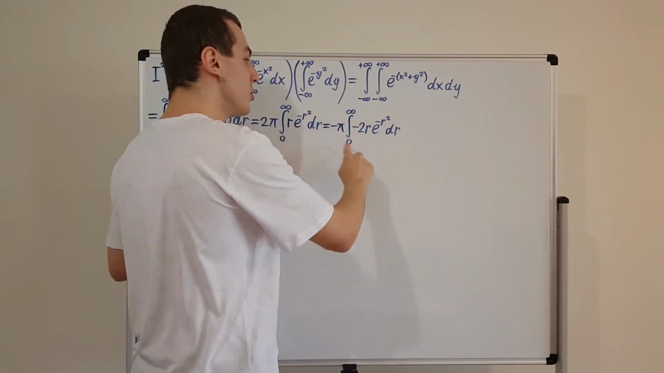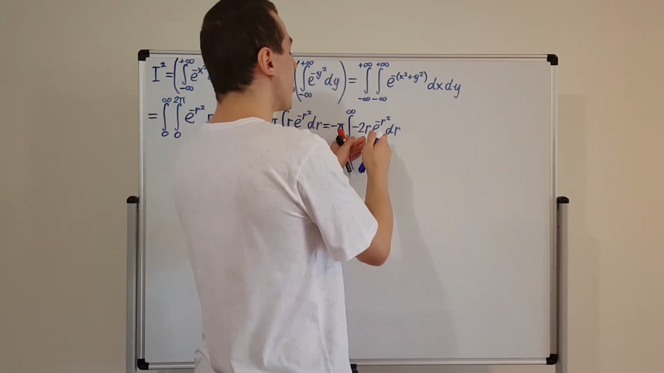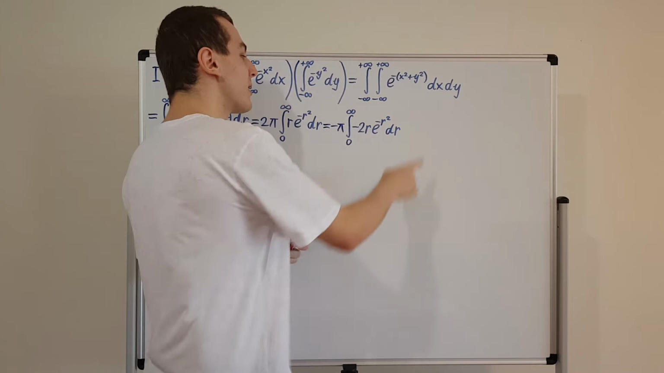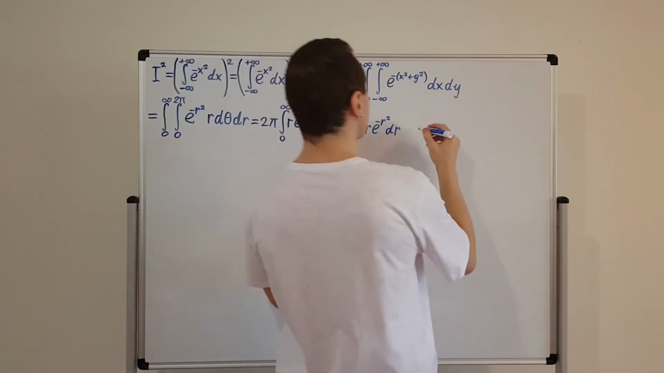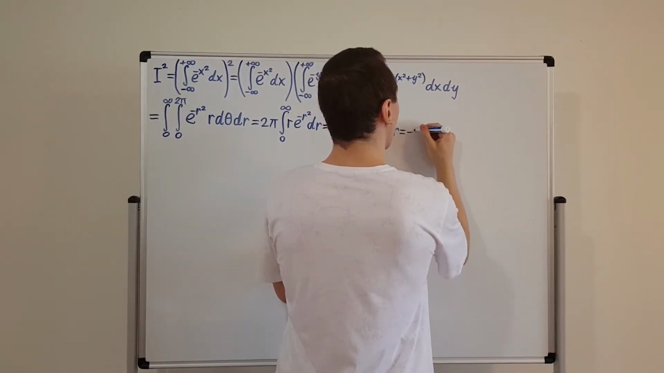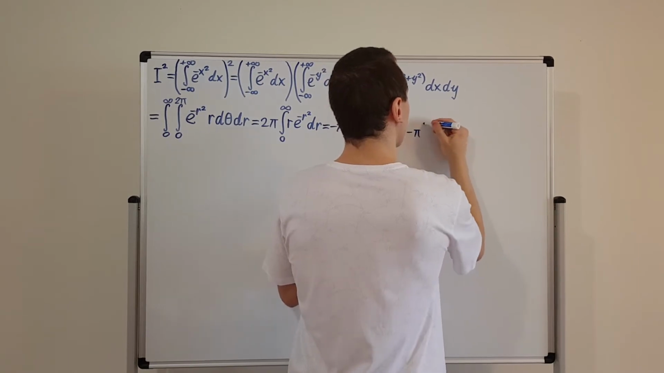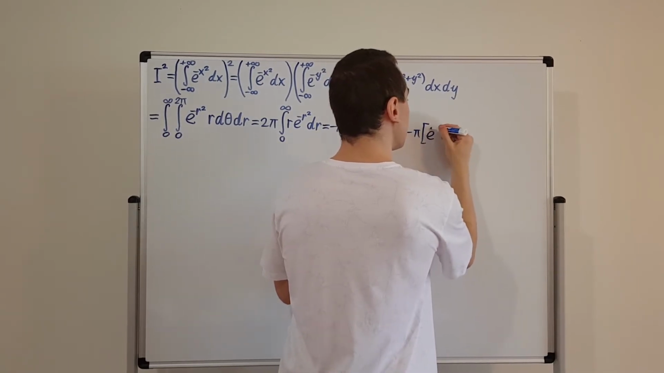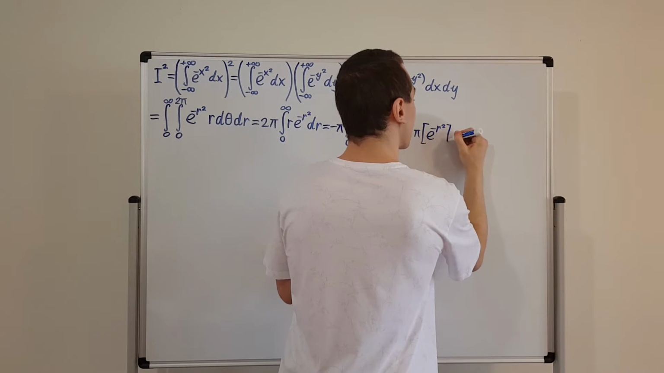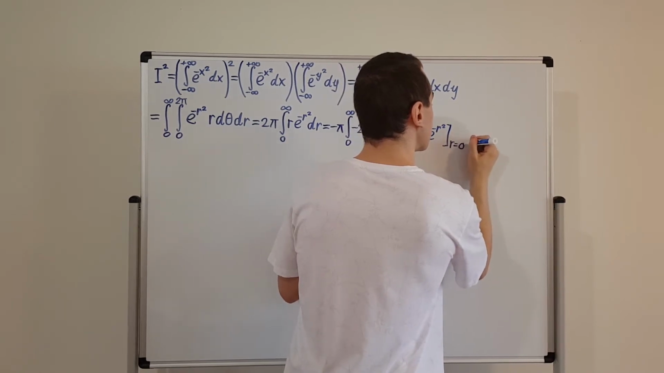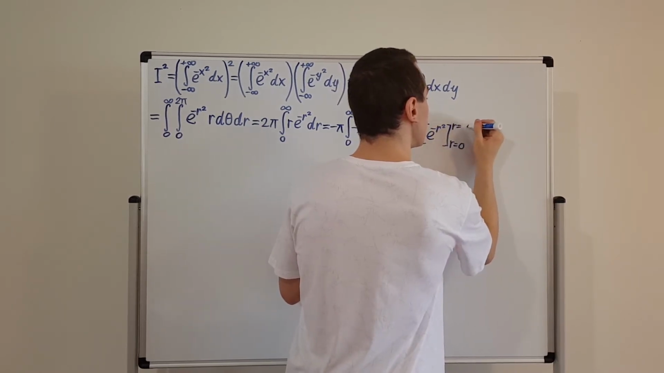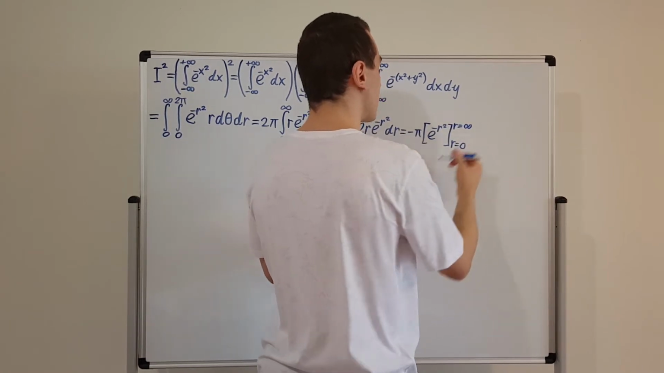So what we can do is notice that this actually came from applying the chain rule. So we can find the antiderivative of what is inside over here. That's going to give us minus pi, and I'll write the antiderivative. The antiderivative is just e to the minus r squared, and r is going to go from 0 to infinity. So those are our bounds of integration.